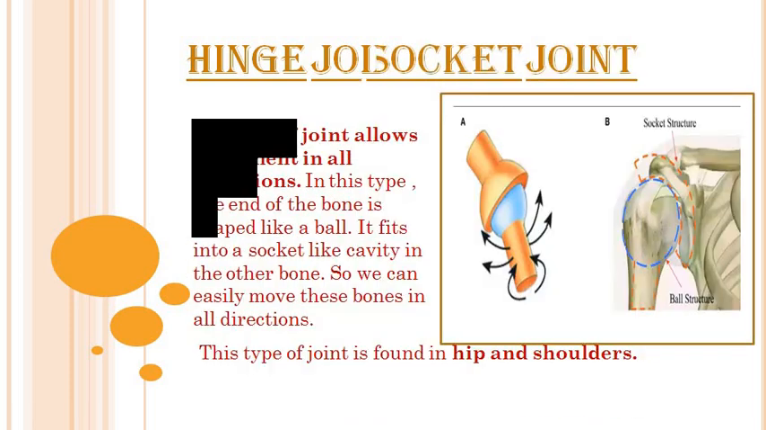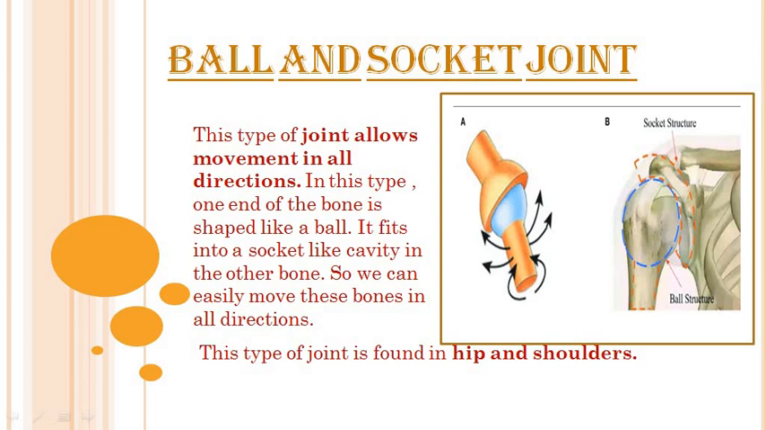Now next is the ball and socket joint. This type of joint allows movement in all directions. In this type of joint, one end of the bone is shaped like a ball. As you can see in the picture, one bone end is like a ball and it fits into a socket-like cavity in the other bone. So the ball-shaped bone is fitted inside the socket-like cavity, and the rounded bone can easily move in the socket. Thus, we can easily move our bone in all directions. This type of joint is found in the hip and shoulder.